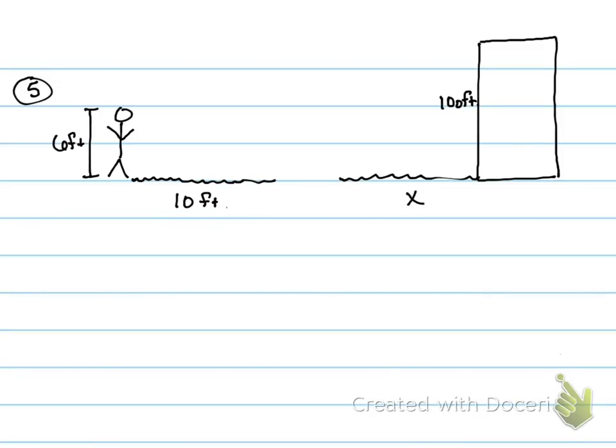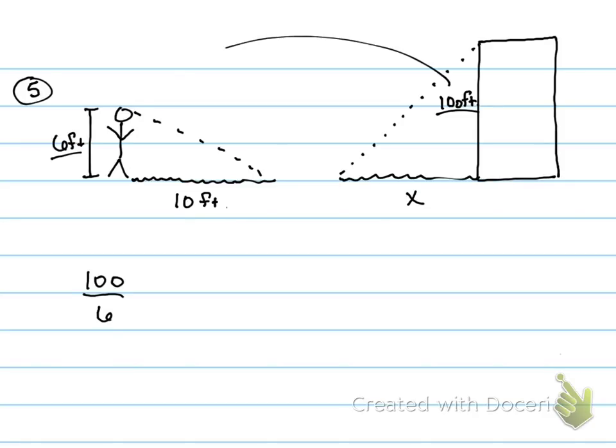So again, these are kind of like our similar triangles. You could make this into a triangle if you wanted to, but you really don't need to do that. Let's look. Obviously the 100 matches with the 6 because those are both the height of the person and the building. So we could say 100 over 6. We're going that direction, so in our next fraction, we need to go the same direction. I need to start with x and go over 10. So x over 10.